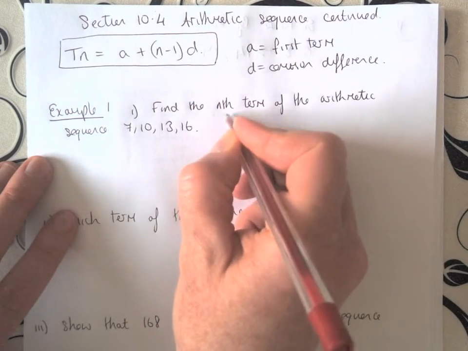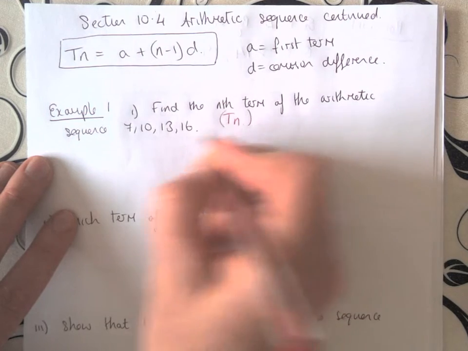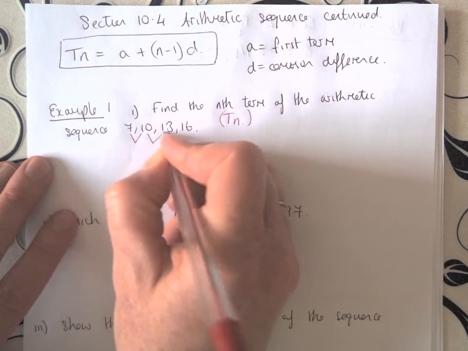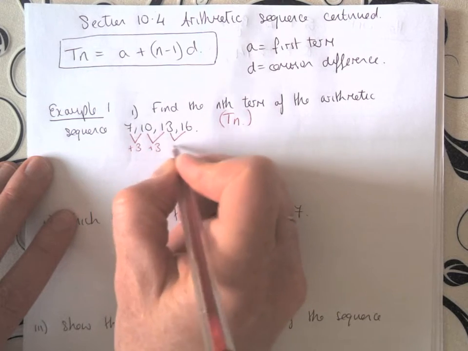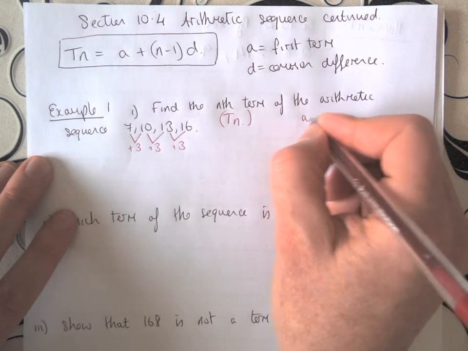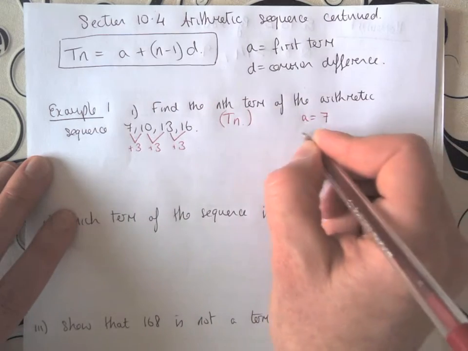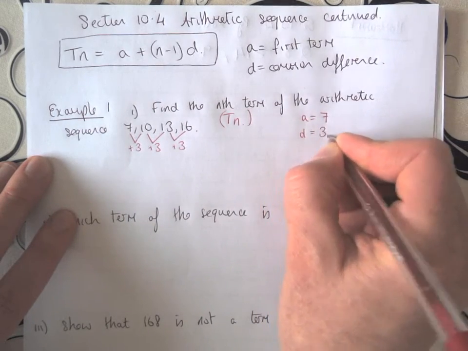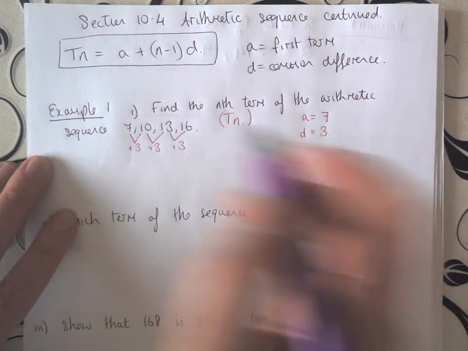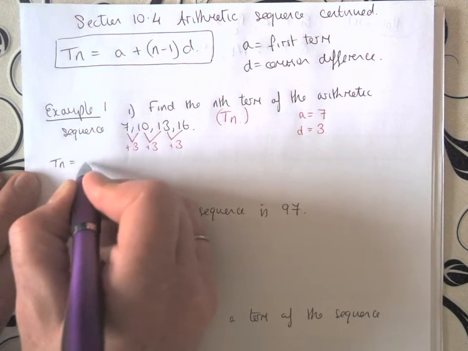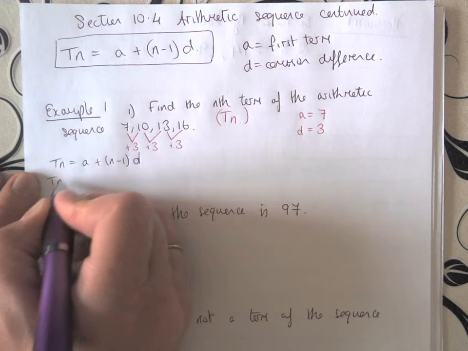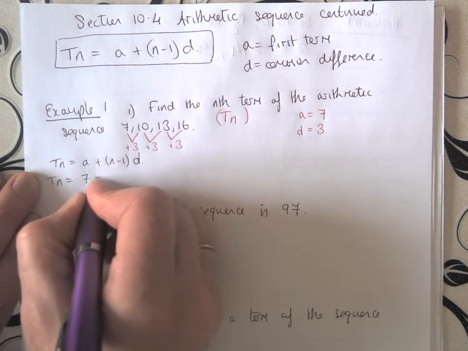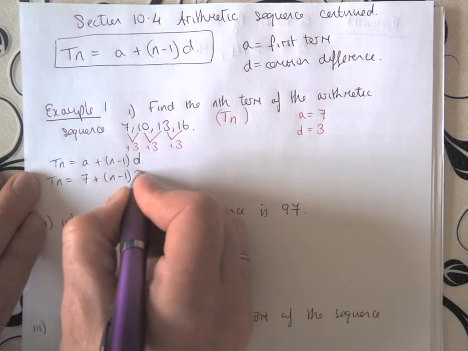What we're looking for is Tn. Okay, so first thing we do is check our common difference. So what is happening each time? So plus 3. So my a is the first term, which is 7. My d is the common difference, which is 3. And then you're just filling in Tn. A is 7, d is 3.